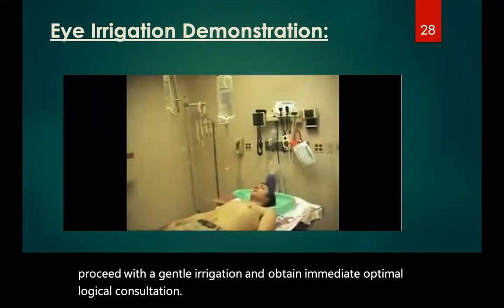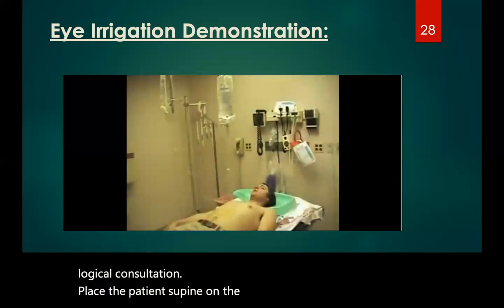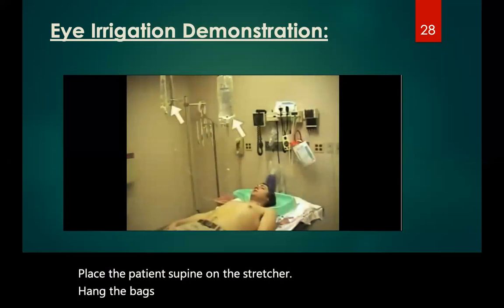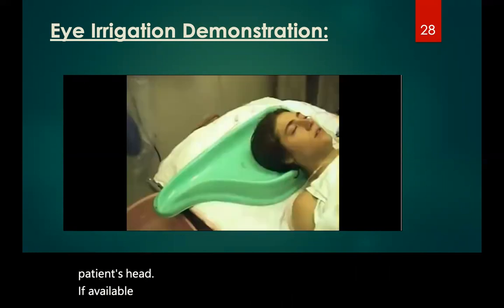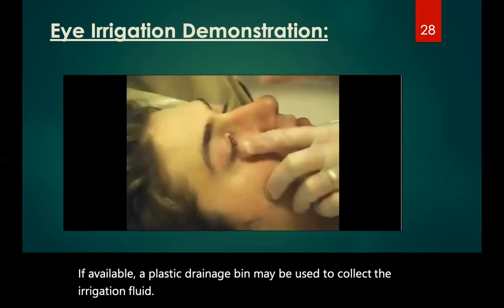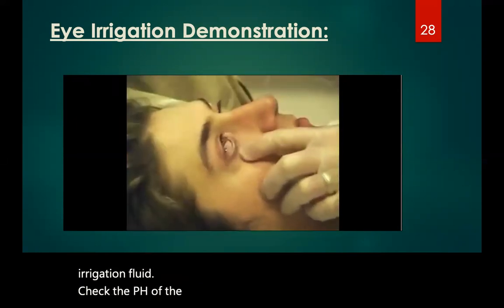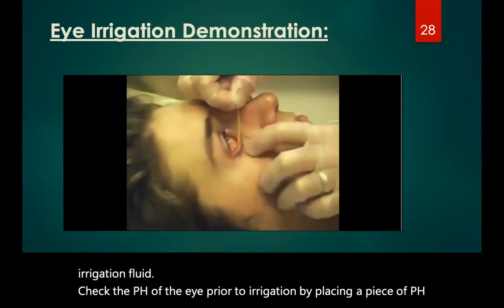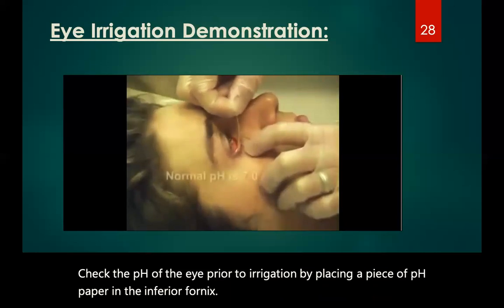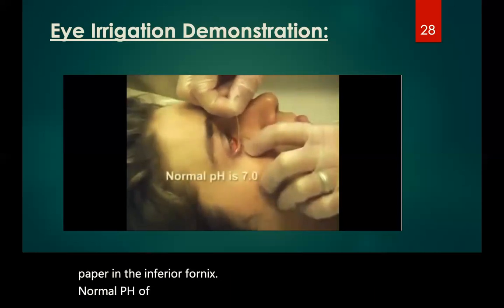Place the patient supine on the stretcher. Hang the bags of saline irrigation fluid several feet above the patient's head. If available, a plastic drainage bin may be used to collect the irrigation fluid. Check the pH of the eye prior to irrigation by placing a piece of pH paper in the inferior fornix. Normal pH of the eye is 7.0.